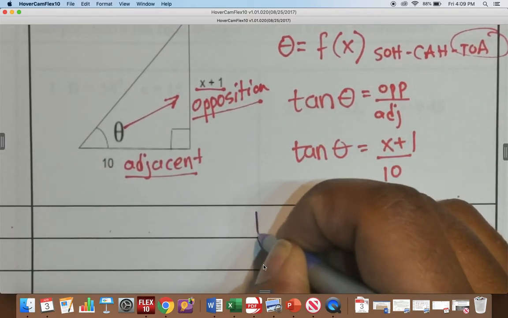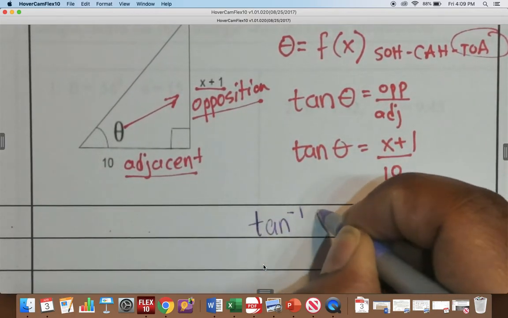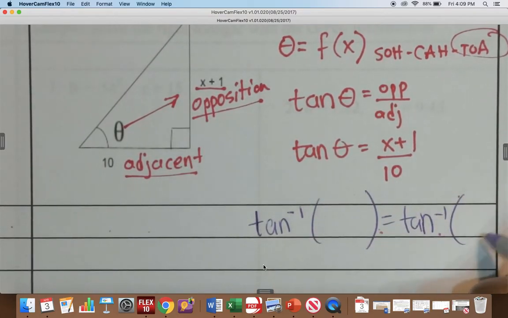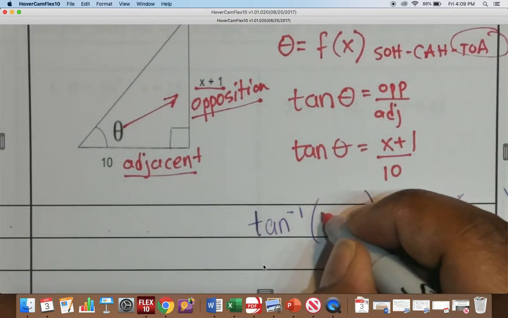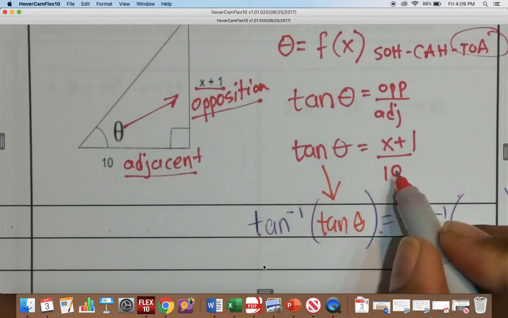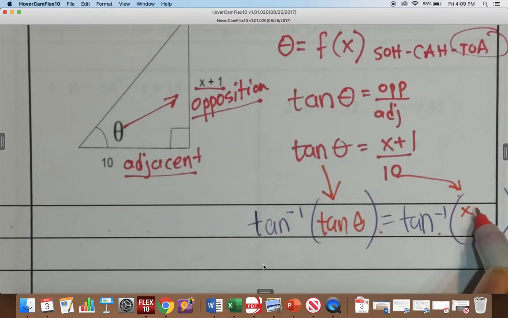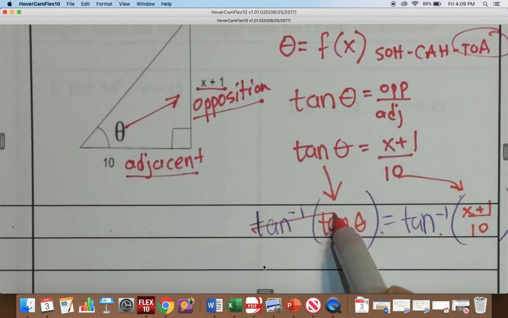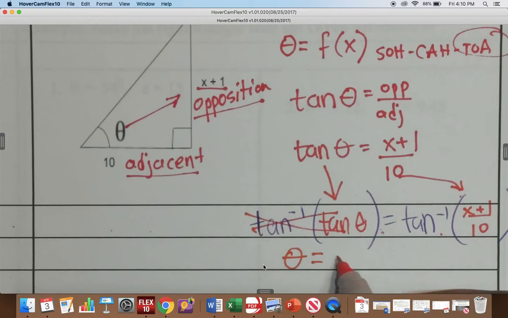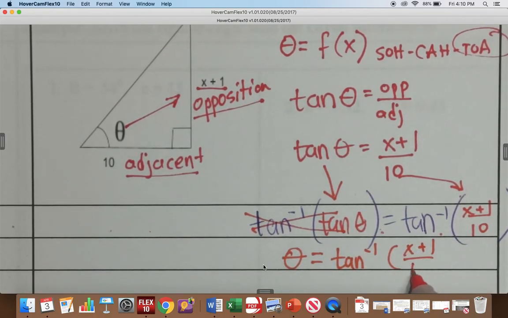So all I'm going to do is use the inverse on both sides. Tan inverse of tan theta. So I just wrote what I had on the left side, and then tan inverse of what I had on the right side. And what that does for me is tan inverse and tan cancel each other out, right? They're inverses of one another, so they cancel each other out. And now I have theta by itself, and it equals tan inverse of x plus 1 over 10.